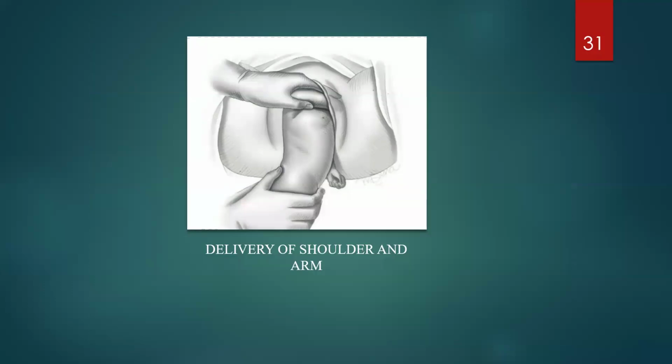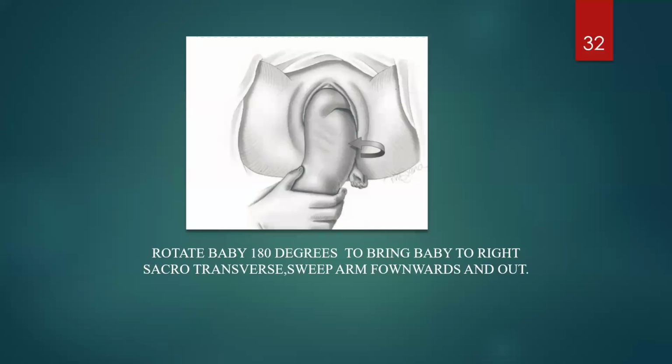These are pictures demonstrating the steps up to the picture displayed currently. Then this is for delivery of the anterior shoulder. So your hand goes in to the elbow and the arm of the baby. Yes, so your finger in the elbow, just sweep out the arm, then you rotate the fetus for the shoulder that was previously posterior.